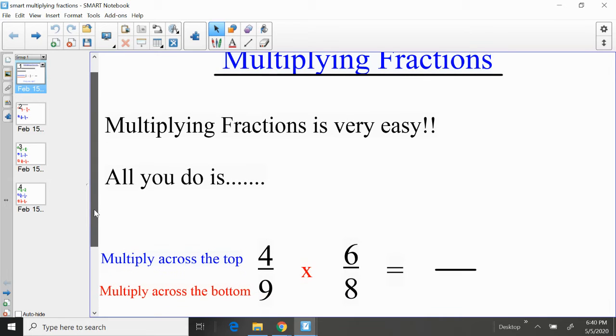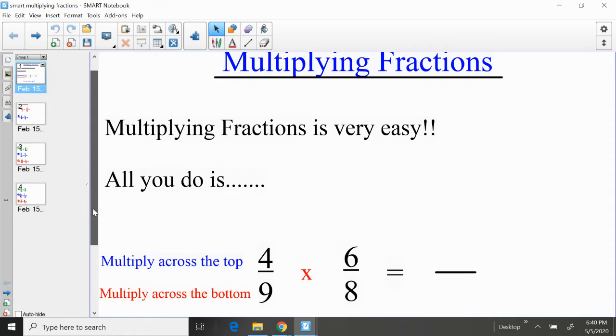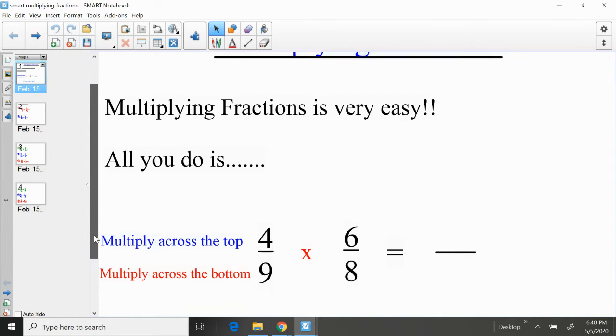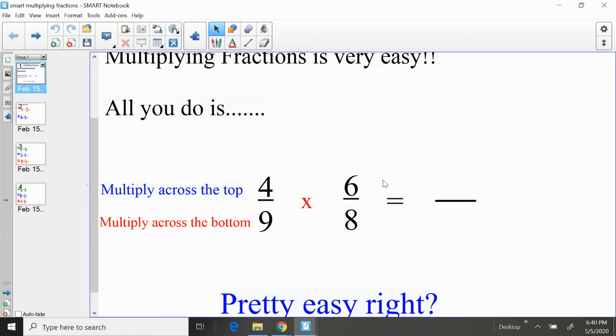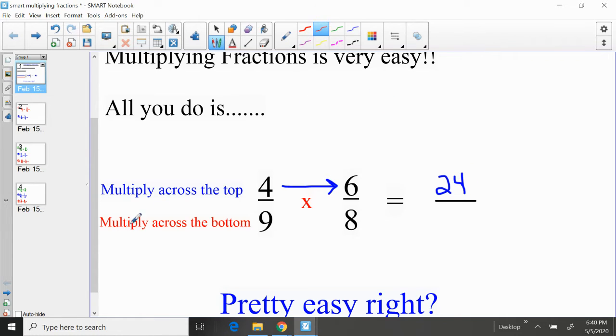With multiplying fractions, it says here, multiplying fractions is very easy. All you do is multiply across the top, which we call the numerator, and multiply across the bottom, which we call the denominator. So to show you what that looks like, multiply across the top, 4 times 6, that's 24. And then multiply across the bottom, that's the denominator, 9 times 8, that's 72. So pretty easy stuff. Just multiply across the top, multiply across the bottom.